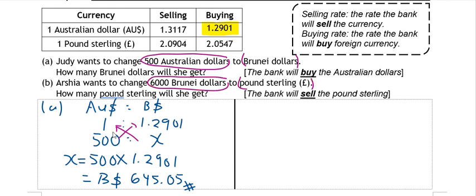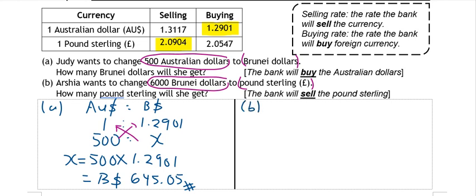So here, how many pound sterling will she get? Since the bank sells, you want to go to the money changer or banks to change into foreign currency. So obviously you are buying from them, and they will sell it to you. So you have to use the selling rate. Same working over here.